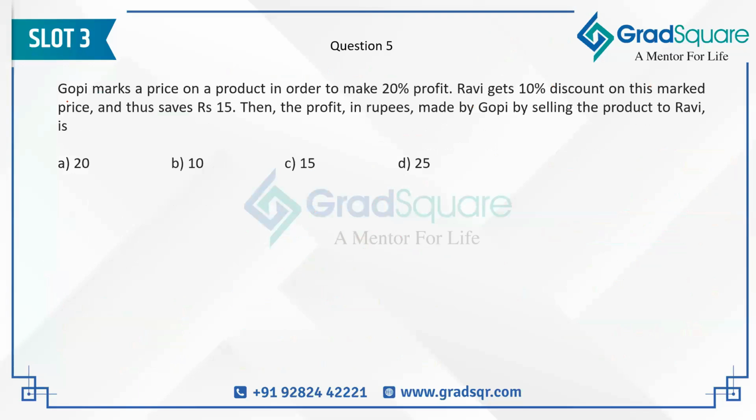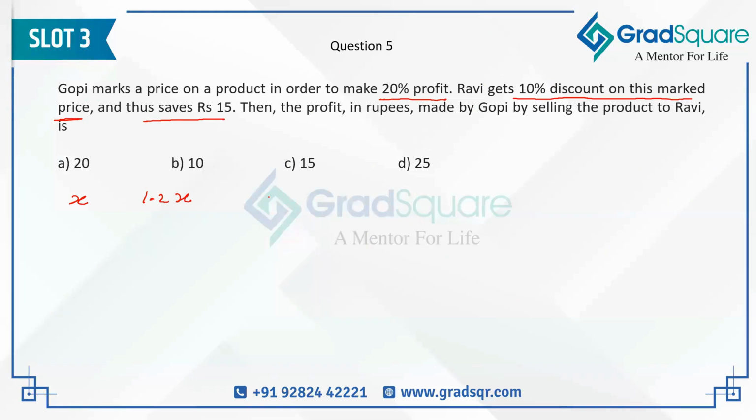Let's look at the next one. It says Gopi marks a price of a product in order to make a profit of 20 percentage. Okay. So let's say suppose you have a value X as the cost price. You mark the product at 1.2x in order to make a profit of 20 percentage. Ravi gets a discount of 10 percentage on this mark price. If you get a discount of 10 percentage on this mark price, he saves rupees 15.